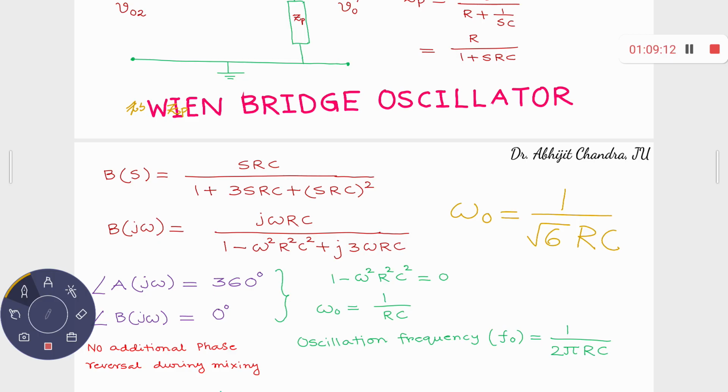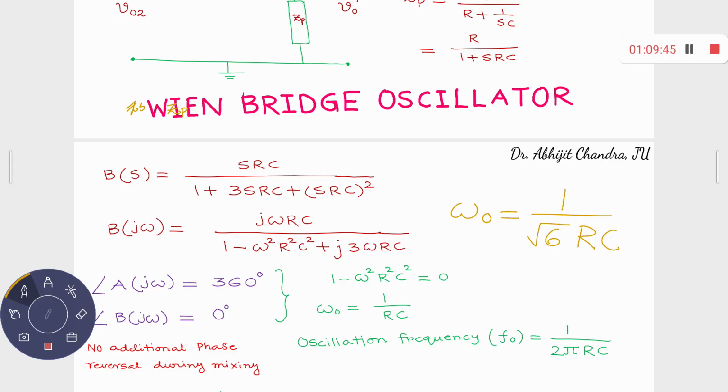As you understand, the corresponding angular oscillation frequency was obtained as 1 by root 6 RC. Sometimes you are not happy with this. 1 by root 6 is how much? 2 point something, 2.5 or close to that. 2.6 is close to 2.5, so it is about 0.4. So sometimes you would like to have some higher oscillation frequency.